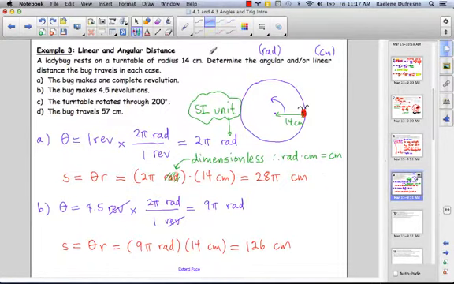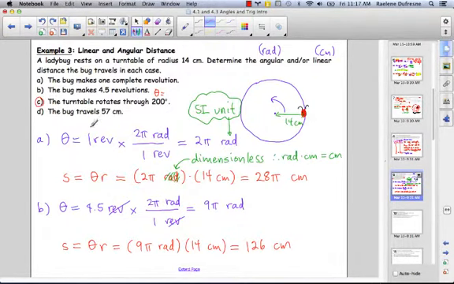In part C, the table rotates through 200 degrees. This is the angle, but again, the angle is not given in the SI units. So the first thing we have to do is convert from degrees to radians. Then we can use the formula. I'll leave part C to be done as an exercise.